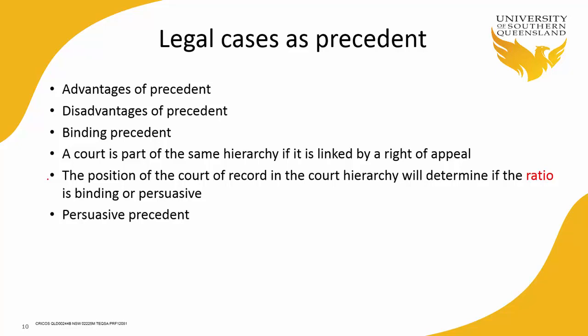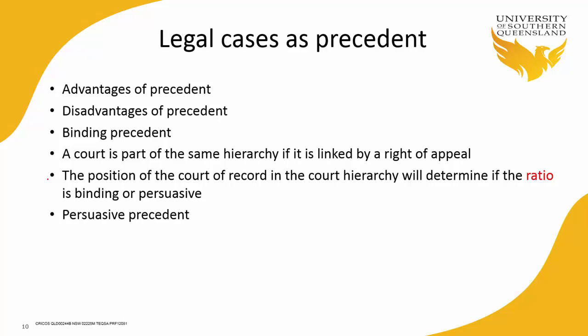Okay, we talked about what a binding precedent is, and we said that a court is part of the same hierarchy if it is linked by a right of appeal. This was from previous discussions on the court system in Australia and the idea of the hierarchy within the court system, and the idea that it is always the ability to appeal from one court to another that gives you this hierarchy, and hence the ability to use that precedent in that hierarchy.